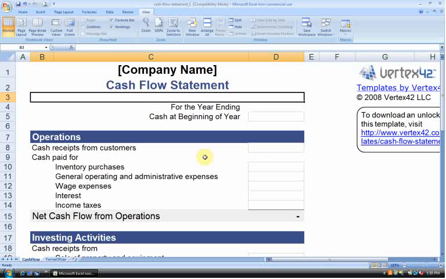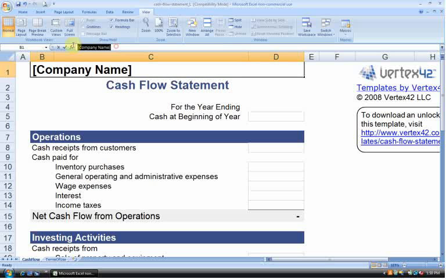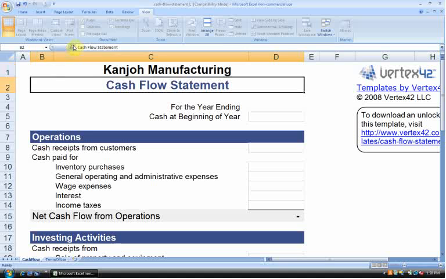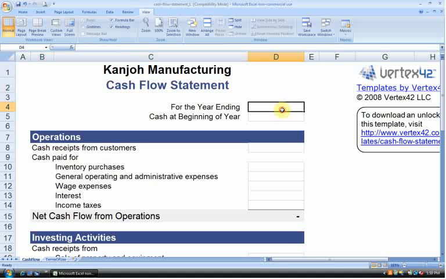Let's start by inputting our company name. So that is going to be Kanjo Manufacturing. It's a small business in the land of Kanjolia, and we're going to be analyzing the statement of cash flows for the year ending on December 31st of 2008.